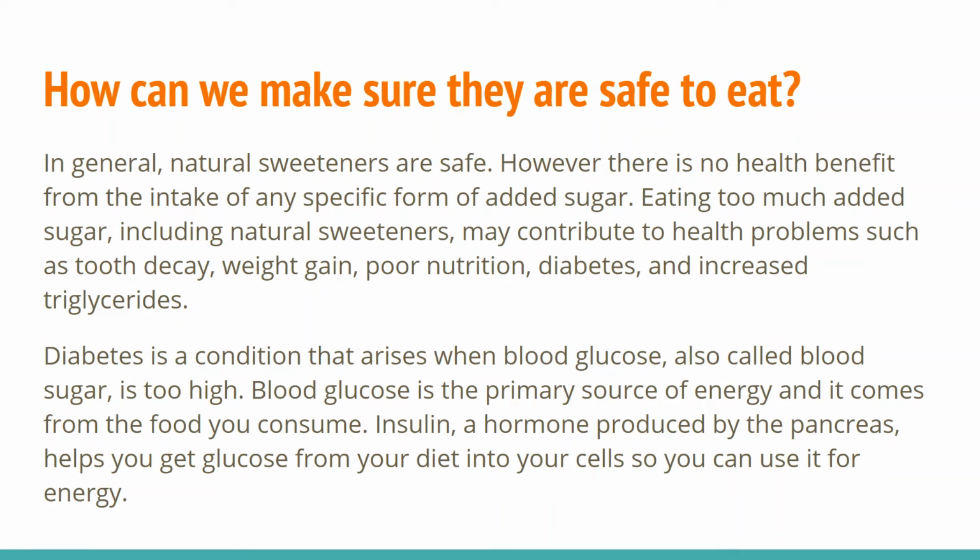Diabetes is a condition that arises when blood glucose, also called blood sugar, is too high. Glucose is the primary source of energy and it comes from the food you consume. Insulin, a hormone produced by the pancreas, helps you get glucose from your diet into your cells so you can use it for energy.